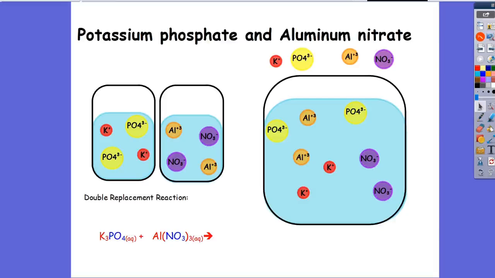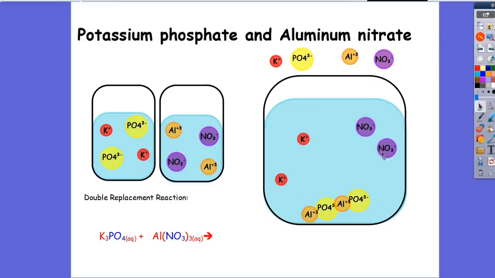So I did create something solid, so a reaction did take place. So here in my beaker, what happened is my aluminums and my phosphates came together. They formed a new solid. They formed bonds between them. So they found each other, they made some bonds, and we're going to be able to see that solid precipitate form in our beaker if we were able to do this in person.